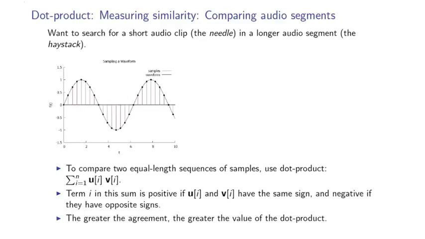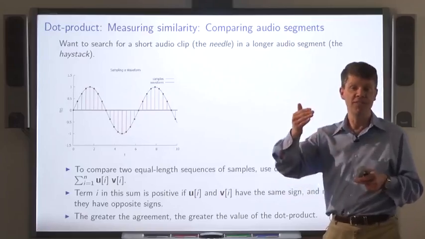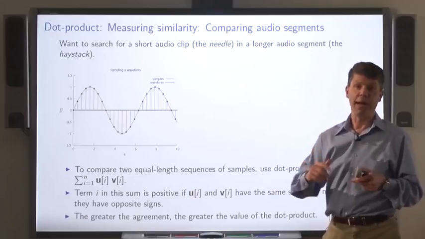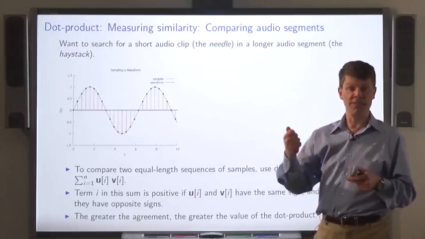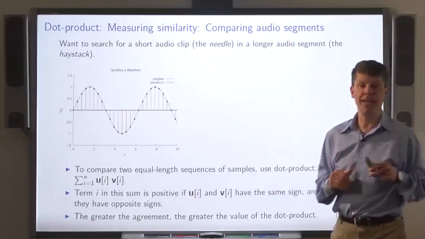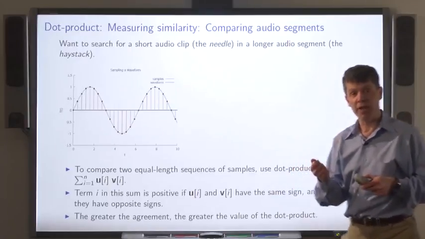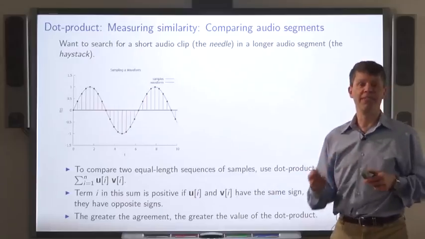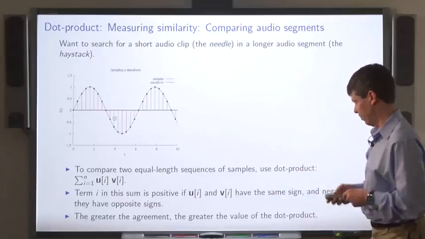So we can compare, let's say, two equal length audio segments by taking the dot product. At a particular moment, if both of them are positive or both of them are negative, that will contribute positively to the dot product. If one is positive while the other is negative, that will contribute negatively. So the higher the dot product, the greater the similarity between these two audio segments.